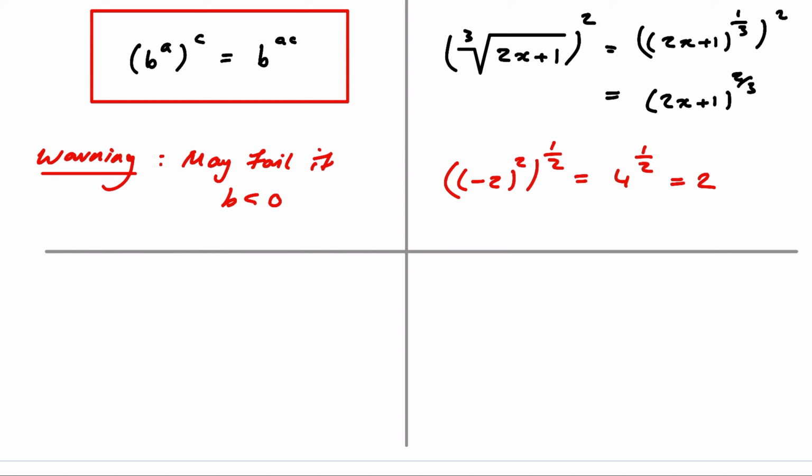And is that a problem? Well, minus 2 to the power, well, 2 divided by 2, if I was to multiply them, is equal to minus 2 to the 1, which is equal to minus 2. They're not equal to each other. So this fails. So you've got to be terribly, terribly careful.